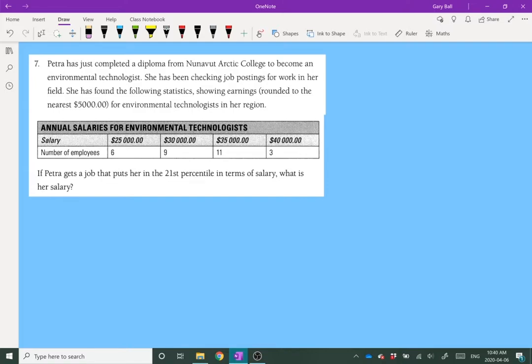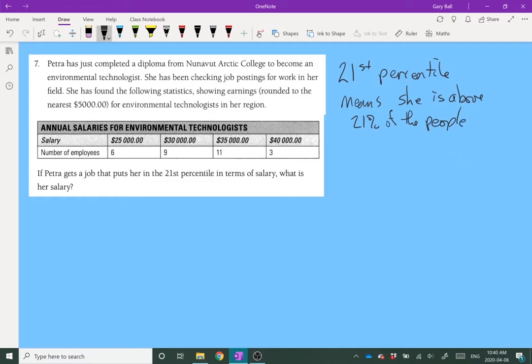So Petra gets a job that puts her in the 21st percentile in terms of salary. What is her salary? So we're going to figure out which category she falls in. What we need to do is take a look at what that 21st percentile means. 21st percentile means that she is above 21% of the people, or 21% are lower.